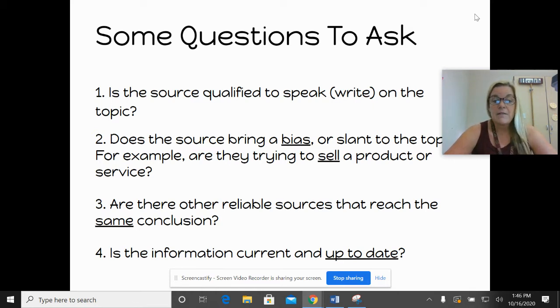And last, is the information current and up to date? So check the date on the topic, and depending on what you're researching, that date might be very useful for you. If it's old, out-of-date material, you might want to throw out that information.